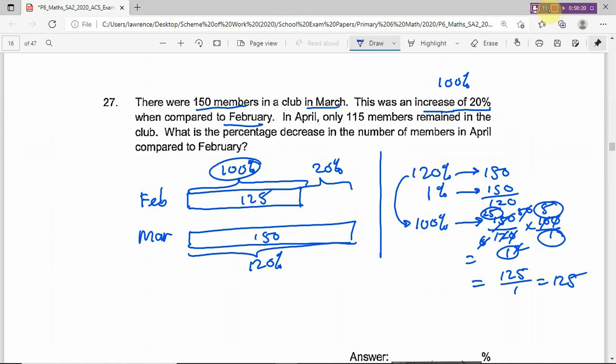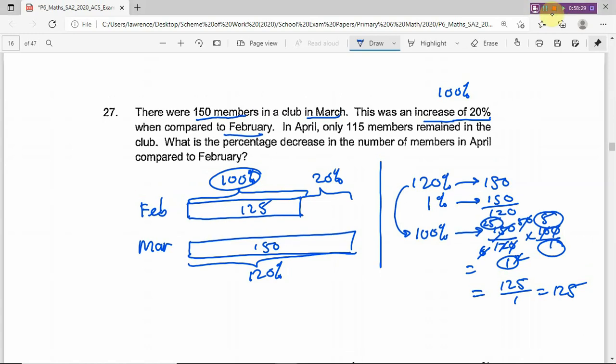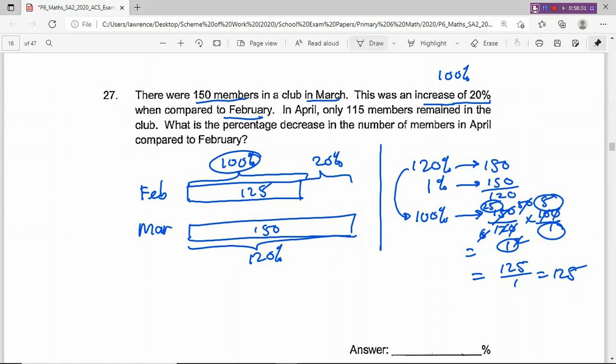Let me just have a quick check to see whether it is correct. So we have 125 members in February. In April, let's have April. How many members do we have? We have 115 members, which means the rectangle is the shortest, which is 115. And what is the percentage decrease in the members in April compared to February?